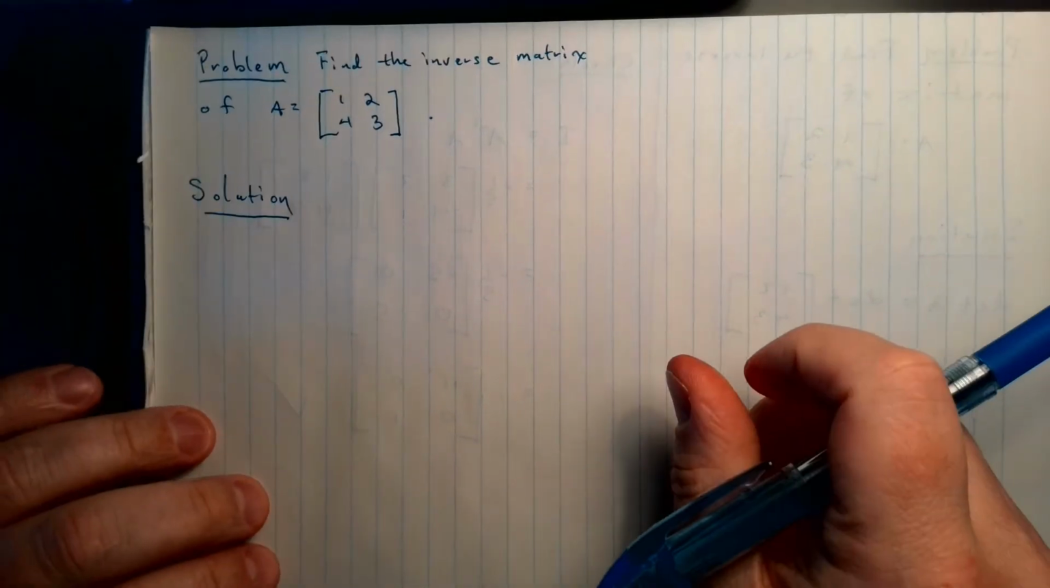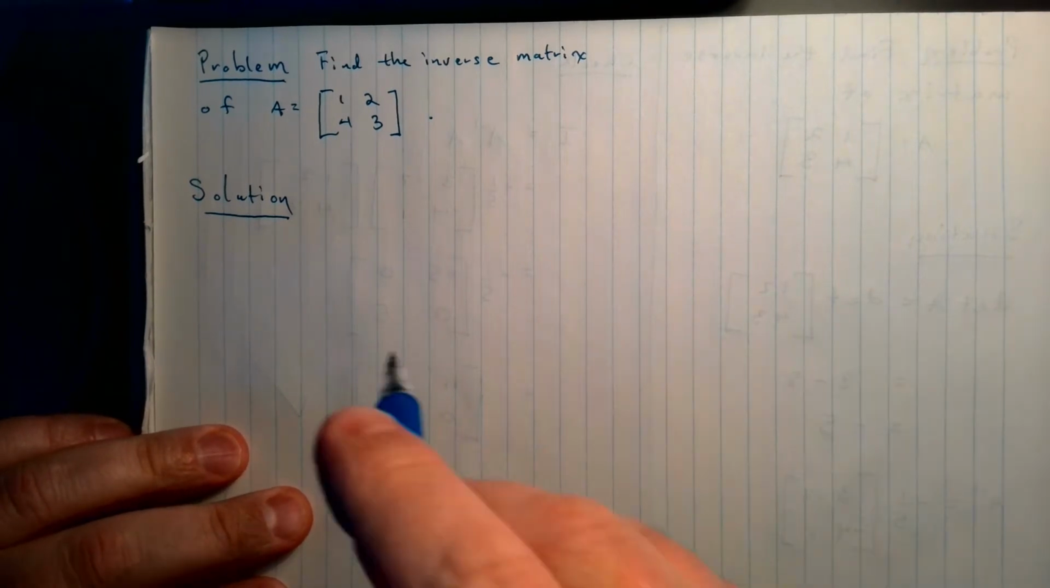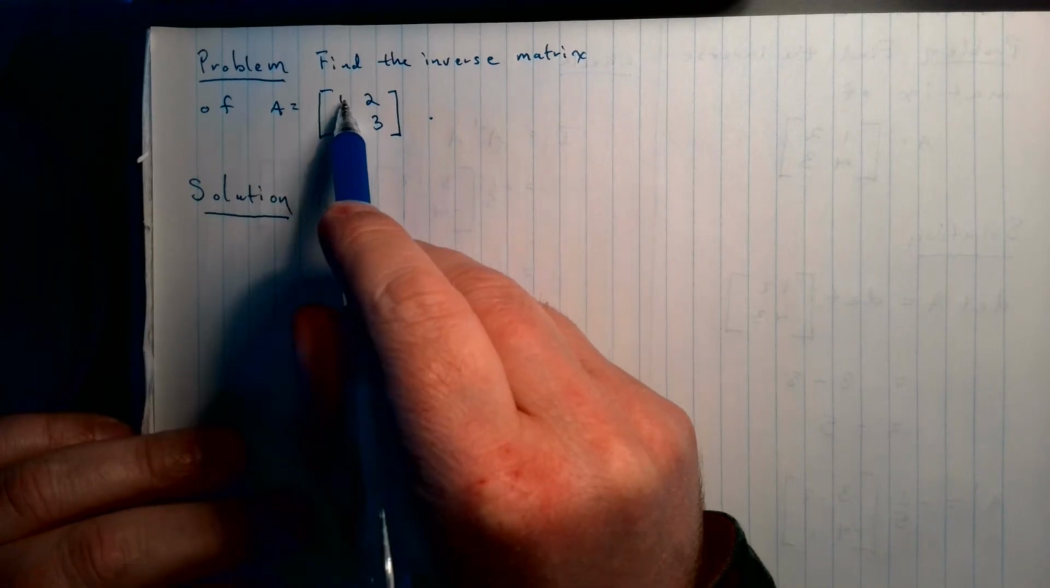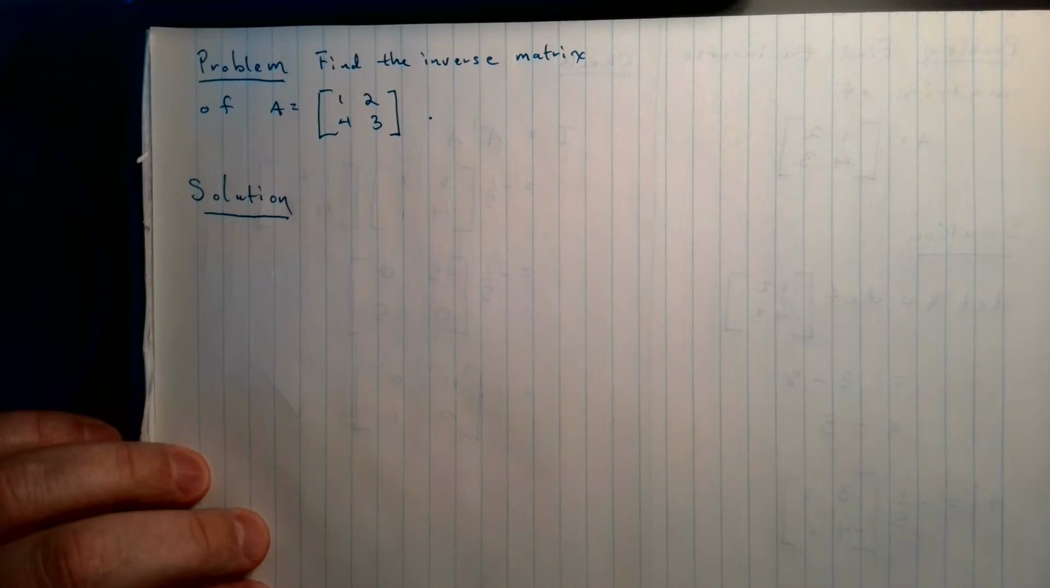In this video, we're going to compute the inverse matrix of a 2x2 matrix. So the matrix I've chosen to invert here is the matrix 1, 2, 4, 3. And if you remember from the course slides, computing the inverse matrix of a 2x2 matrix is a fairly straightforward process. The first thing we need to do is compute the determinant of A.